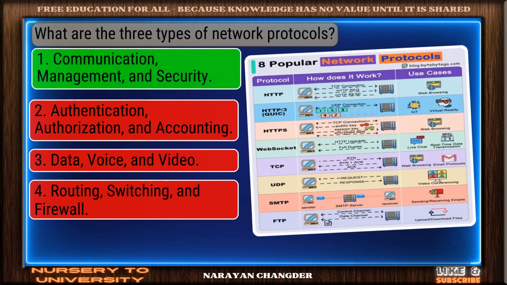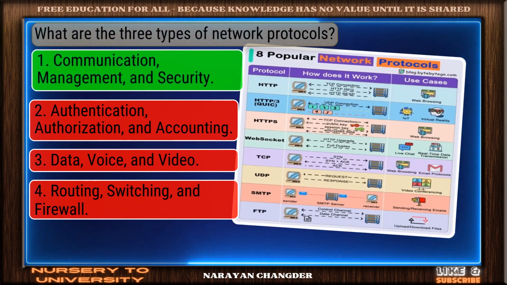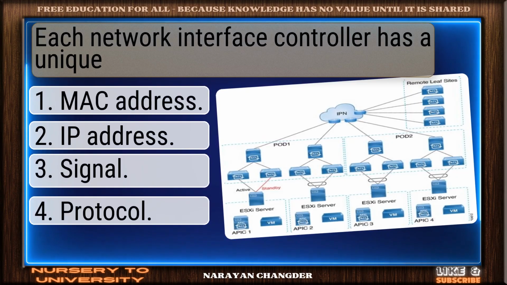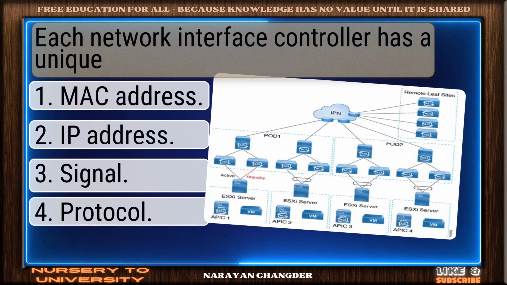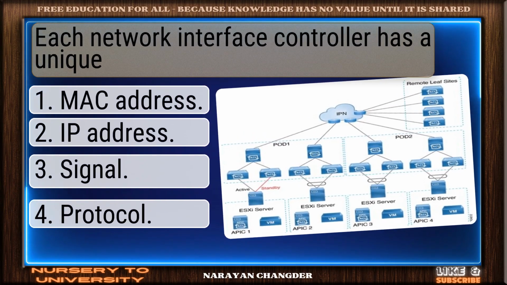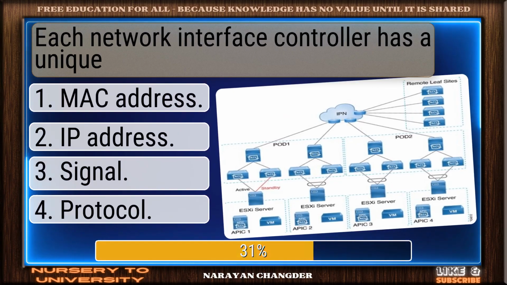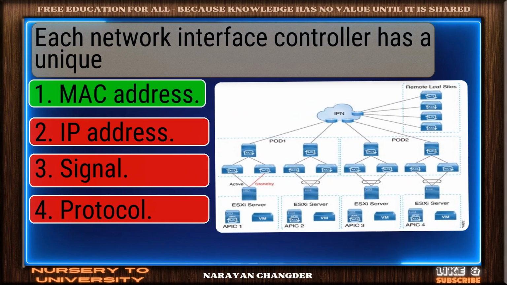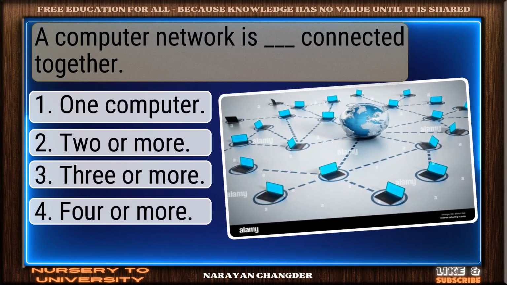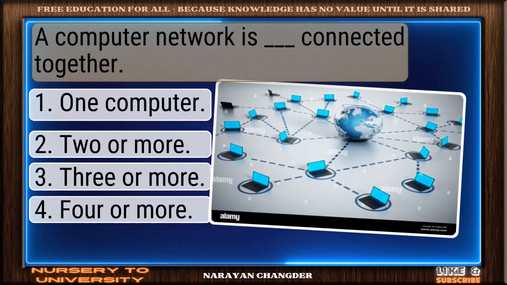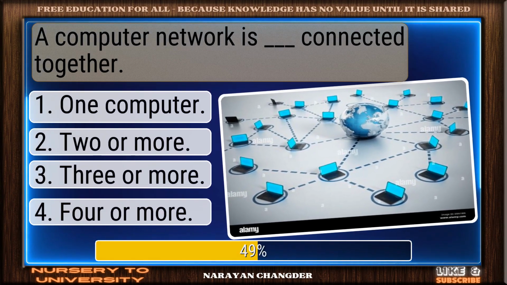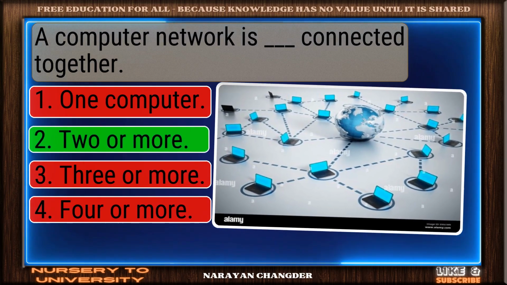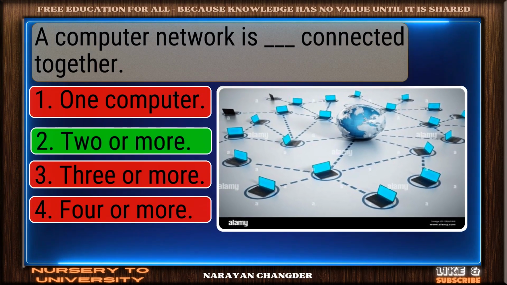Perfect. Communication, management, and security is the correct choice. Question number 38. Each network interface controller has a unique. Nicely done. MAC address is a solid answer. Question number 39. A computer network is dash connected together. Great thinking. Two or more is the right choice.